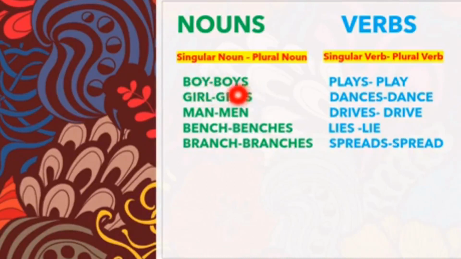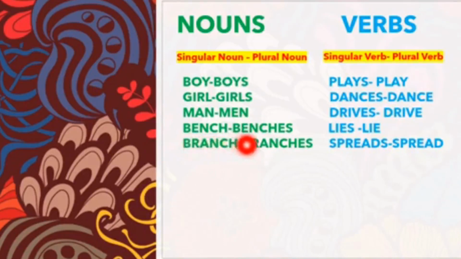Similarly, girl is a singular noun. It's only one girl. Then how will you make it into a plural noun? Girls. When we add s to that, it will become a plural. Man, men. In this case, it is different. For some words, we won't be able to use that s or es at the end. So this is one example of nouns which are different.